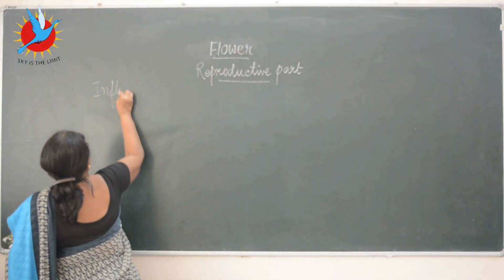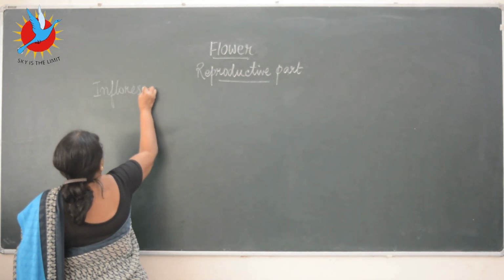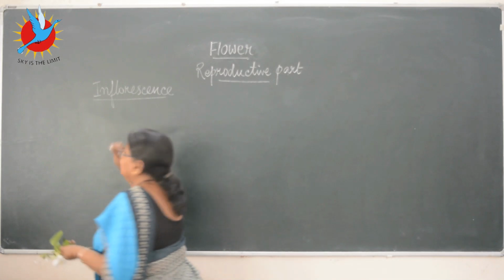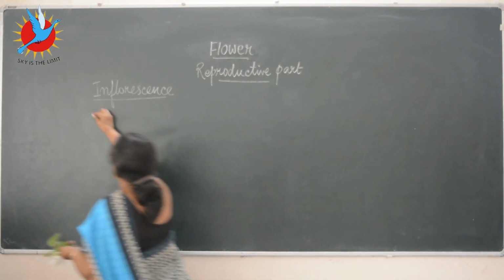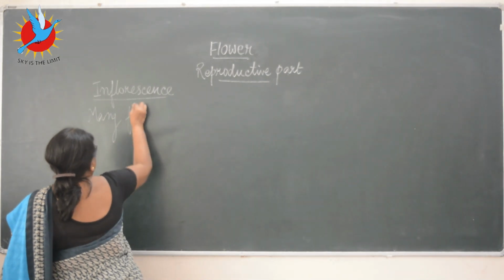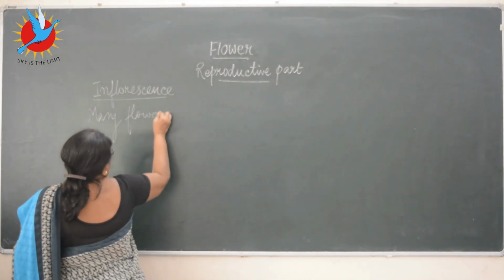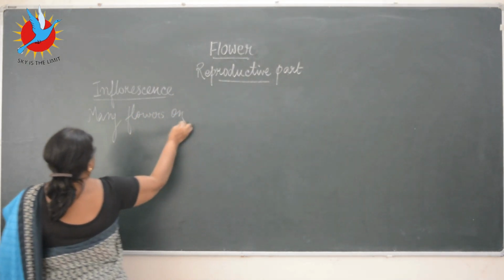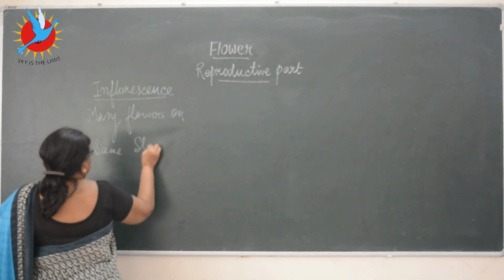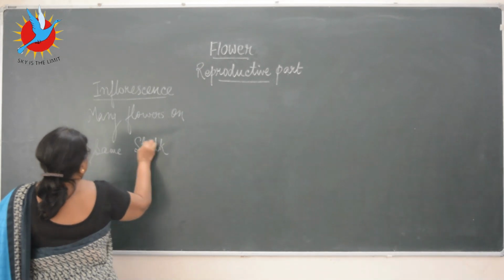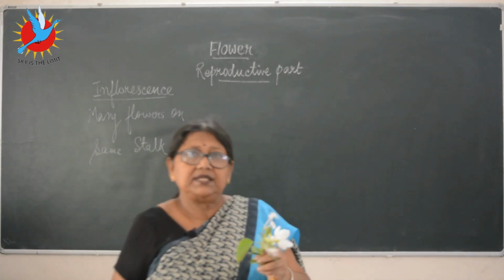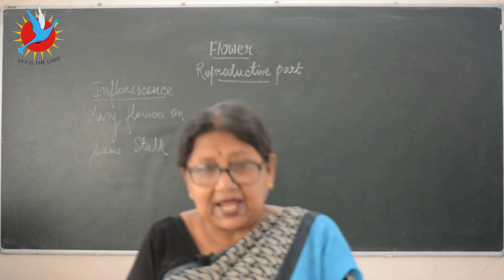inflorescence. What is inflorescence? Many flowers on the same stalk, that's called the inflorescence. Okay, so let's start now.